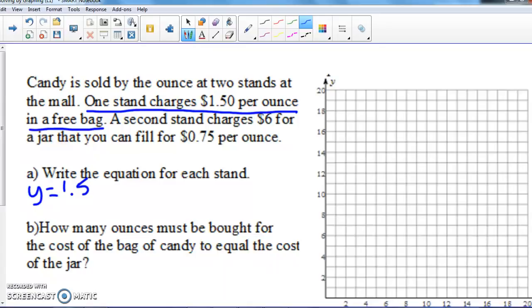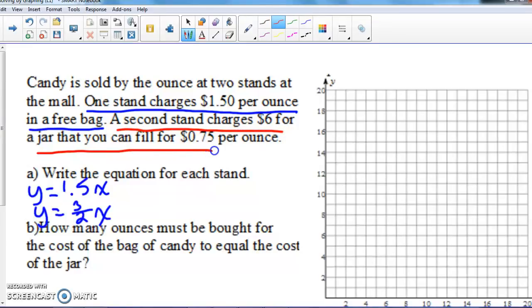1.5x. Or, because I like things better in fraction form when I'm graphing, I could call this y equals 3/2 x, since 1.5 as a fraction is 3/2. Now my second situation says a second stand charges $6 for a jar that you can fill for 75 cents per ounce. So again, I can either think of y equals 6 plus 0.75x, or if I make it in fractions, I can say y equals 6 plus 3/4 x, since 0.75 is 3/4.